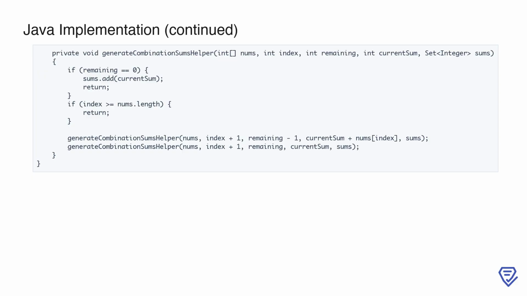Otherwise, the function explores two paths, including the current element in the sum or skipping it. By recursively exploring all combinations, this method ensures that every possible subset sum is calculated and stored in the set. This pre-computation is crucial for efficiently solving the main problem, as it allows us to focus on minimizing the difference between the two subsets using these pre-computed sums.